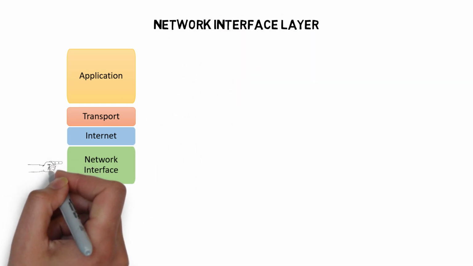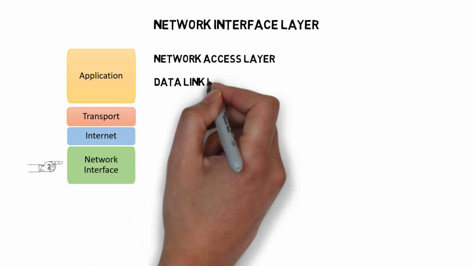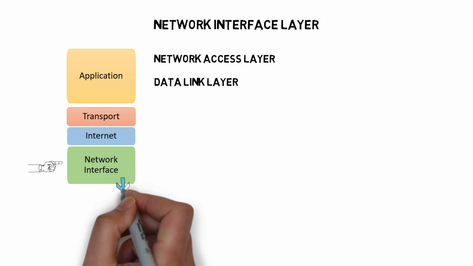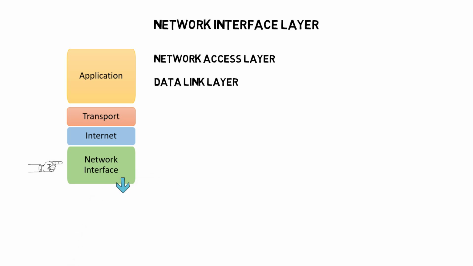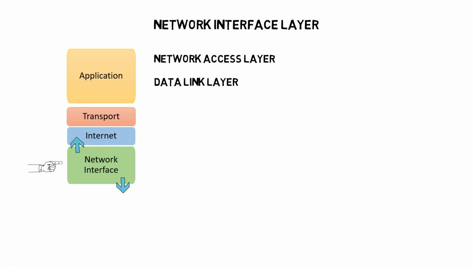The next layer is the network interface layer. This is the fourth layer of the TCP/IP model. It is also called network access layer or data link layer. The network access layer transmits data on the physical network when sending and transmits data to the internet layer when receiving. This layer provides physical access to the network.